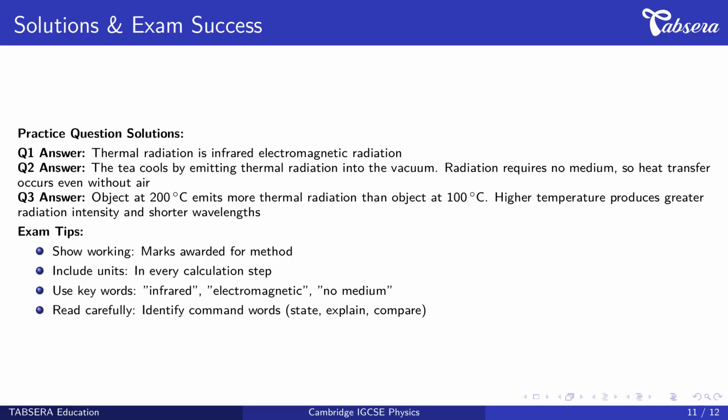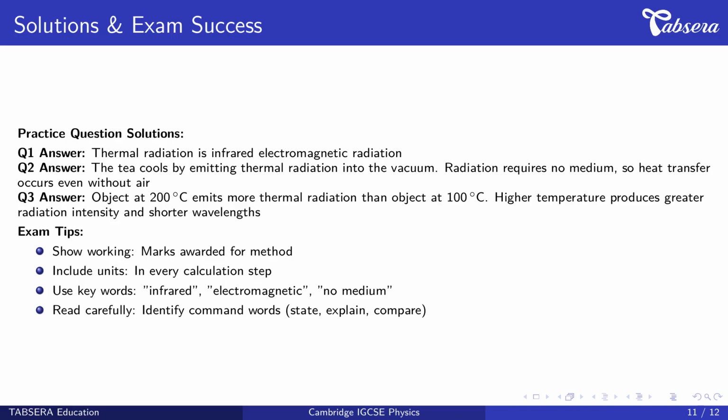This shows understanding that thermal radiation is different from conduction and convection. For question 3, the object at 200 degrees Celsius emits more thermal radiation than the object at 100 degrees Celsius. Higher temperature produces greater radiation intensity and shorter wavelengths. This demonstrates understanding of temperature dependence.